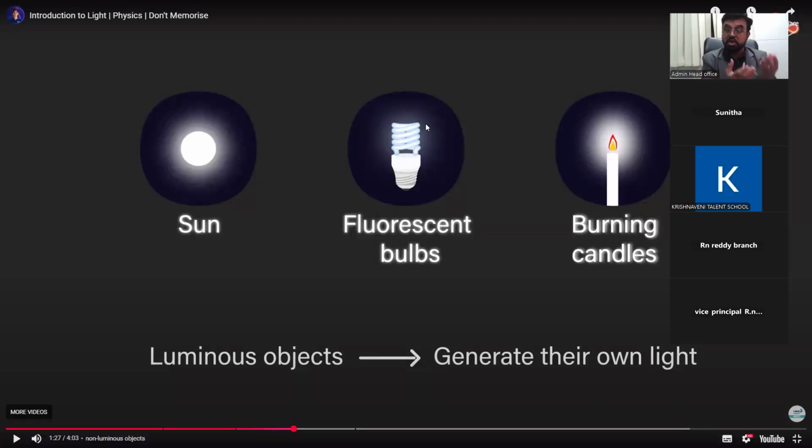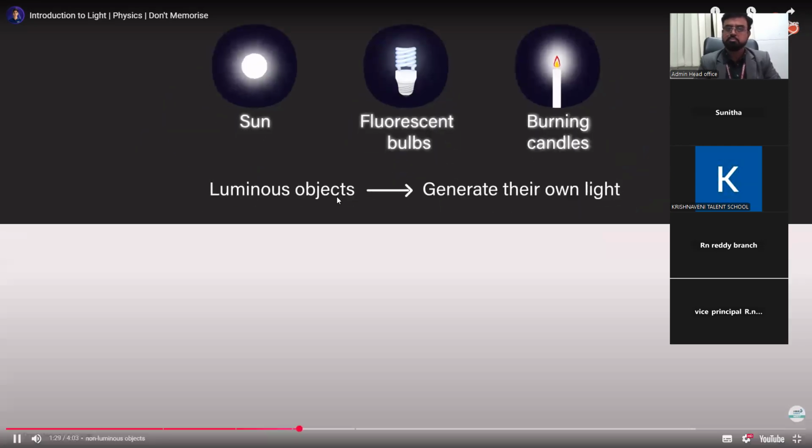Sun is burning continuously from millions of years. There is some reaction happening there, nuclear fusion reaction. Fluorescent bulbs also, they undergo burning. Then candle also burning and giving out the light. Means they are generating their own light. So they are called luminous objects.